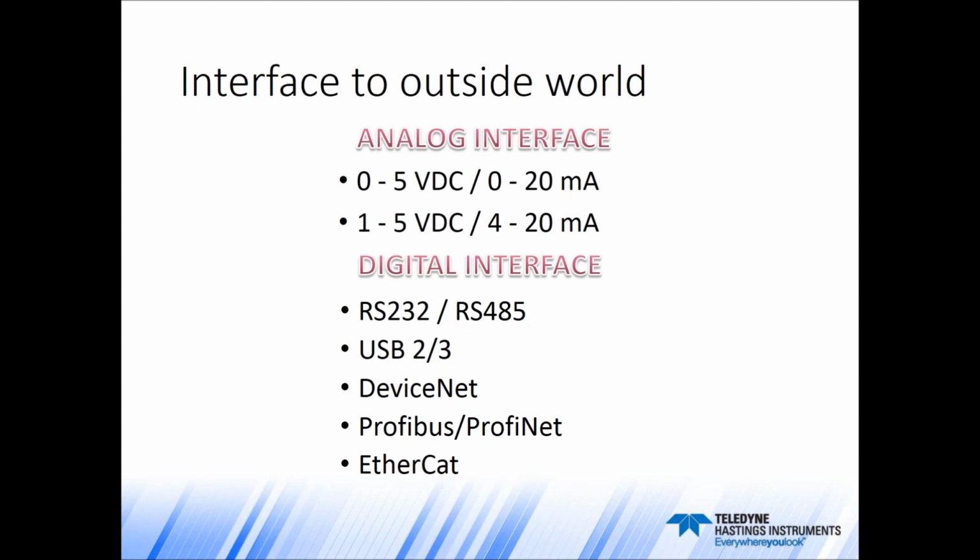You often see 4 to 20 milliamp input output, or 4 to 20 milliamp I/O, in the automation control world, and MFCs are designed to fit right in. There are also several digital formats that are used by MFCs. There's RS-232, 485, DeviceNet, Profibus, Profinet, EtherCAT.